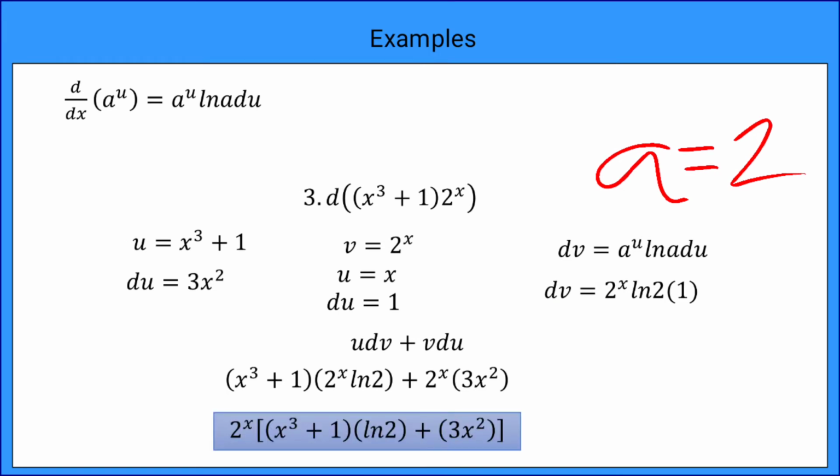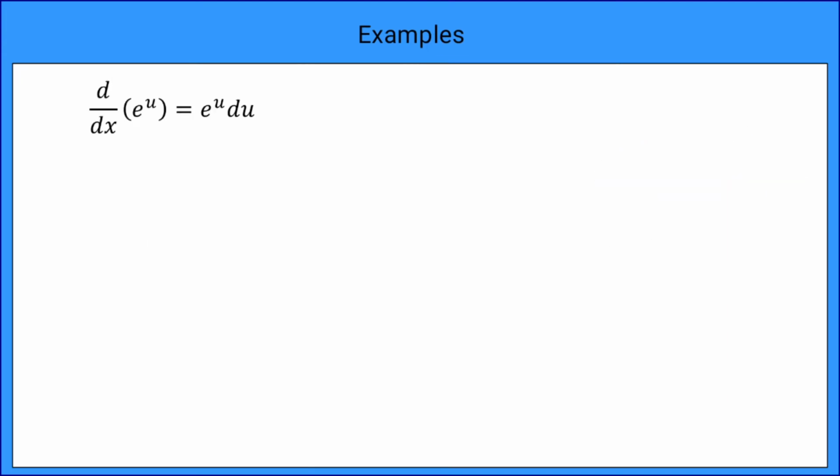We have 2 raised to the x, since as I mentioned, 2 raised to the x is our common factor, and then we're going to multiply it to the quantity x cubed plus 1 ln of 2 plus 3x squared. So this will be our final answer. Let us move forward now to the fourth example. We're going to use again the e raised to u du.